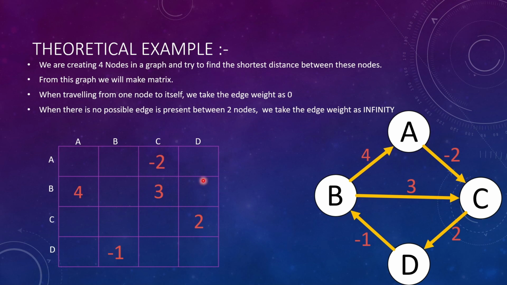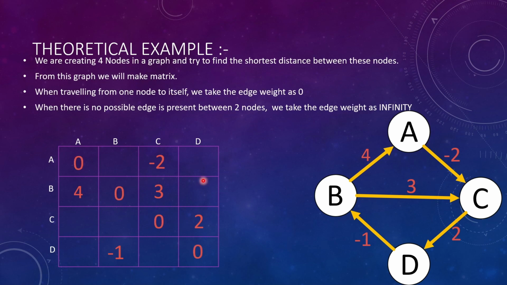Now you can see there are no edges going from a node to that node itself. So we will put 0 in this case, as you understand that going from one point to that point itself, you don't have to do any work, or there will be no cost required. So we will put 0 in all such cases where the ending node and starting node are the same. So the diagonal elements of the matrix will be 0 here, and the other cells will be infinite here.